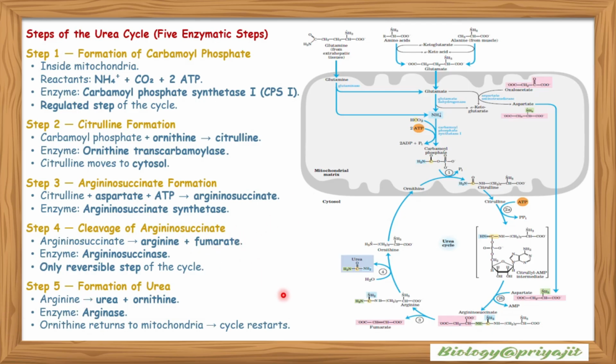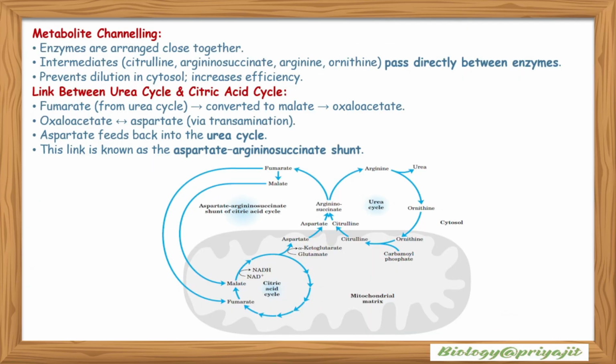Then fumarate enters the Krebs cycle, and arginine forms urea with the help of the enzyme arginase. Arginase acts on arginine to form urea and ornithine. Then ornithine returns to the mitochondria and starts the urea cycle again. This is metabolic channeling: enzymes are arranged close together, and intermediates such as citrulline, argininosuccinate, arginine, and ornithine pass directly between enzymes. This prevents dilution in the cytosol and increases efficiency.